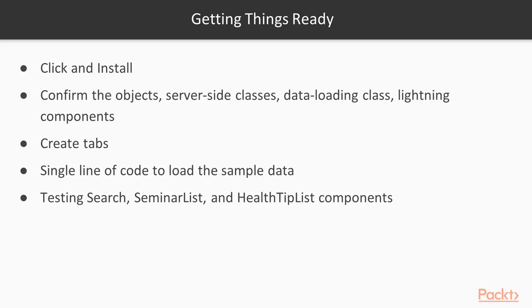Okay, good. What I have done for you, I have provided an installation URL. By clicking on that, in a single click, you are going to install the necessary custom objects, the server-side classes, two classes for two searches, health tips search and seminars search, and a data loading class to have some sample data. Whatever I have shown you, the same data you are going to get in your organization. Then lightning components. After installing this, let's create tabs for both the objects, health tip object and seminars object, so that you can see them in your lightning experience apps. Then let's have a single line of code to load that sample data. Finally, we will test our search bar component, the seminar list component and the health tip list component. So click on the link.